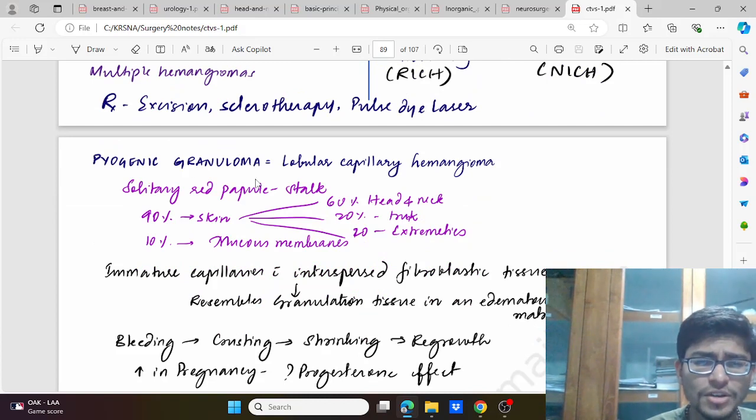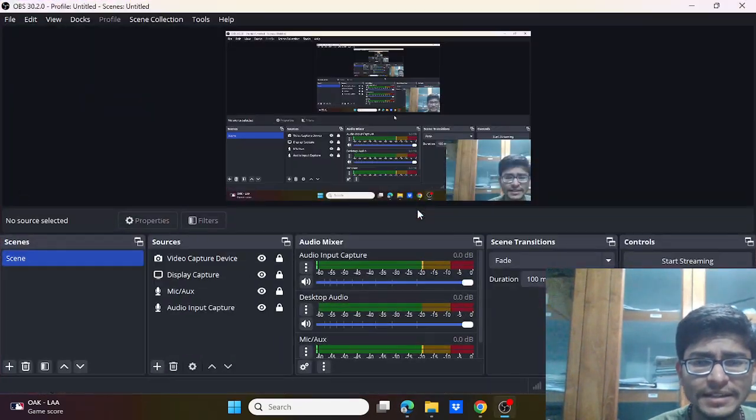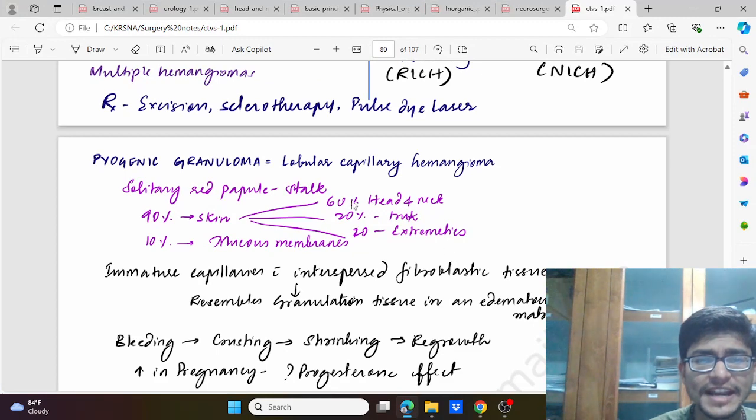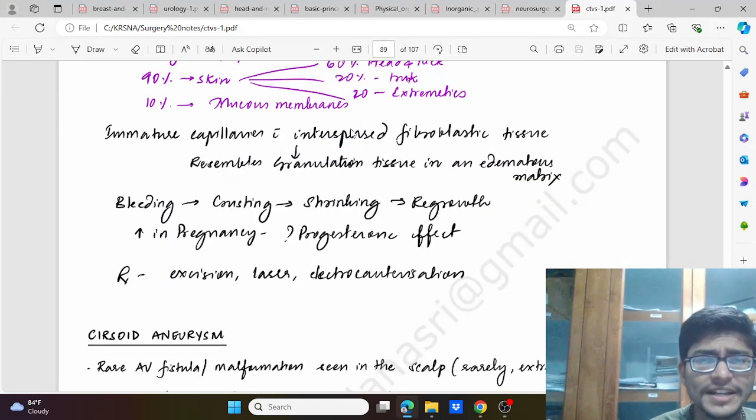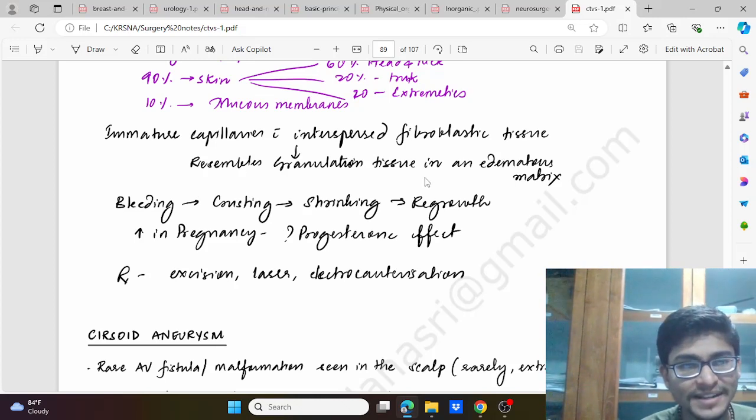Then we have pyogenic granuloma, that is lobular capillary hemangioma. It is a solitary red papule with a stalk, in 90% of cases on the skin, most commonly in the head and neck area: 60% in the head and neck area, 20% in the trunk, and 20% in the extremities, with 10% on mucous membrane. These have immature capillaries among interspersed fibroblastic tissue, which resembles granulation tissue in an edematous matrix.